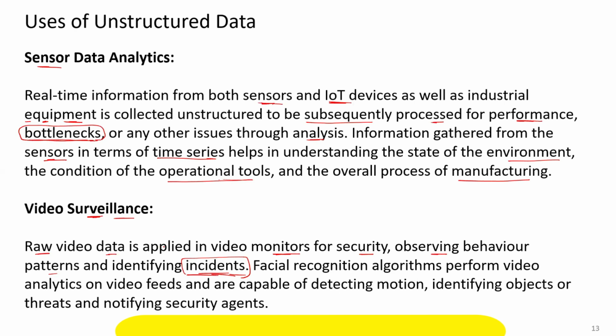and correlate these incidents with each other, or combine this data with other collected data and make some insight out of it. Facial recognition or algorithms perform video analytics on video feeds, and are capable of detecting motion, identifying objects or threats, and notifying security agents. So this data can be helpful for notifying security agents of any suspicious activity happening around the plant.